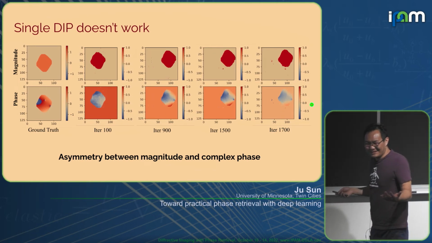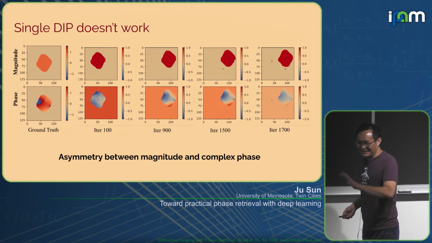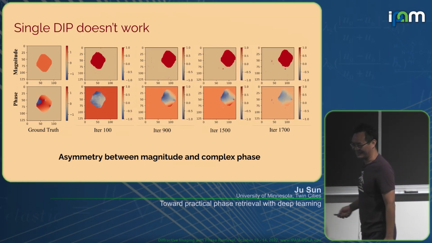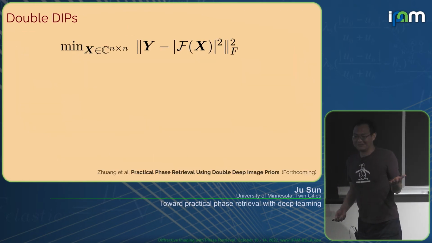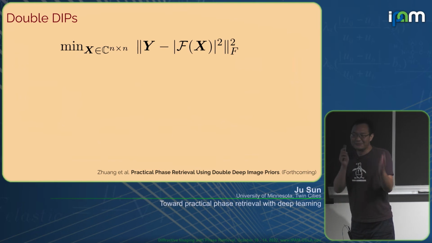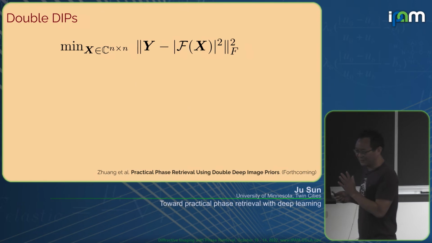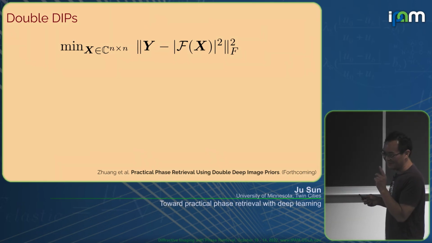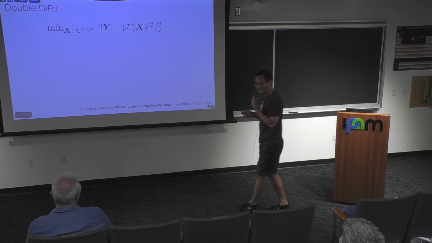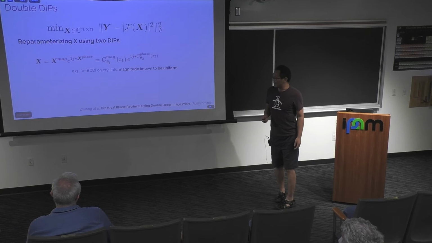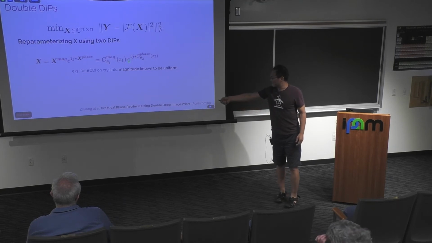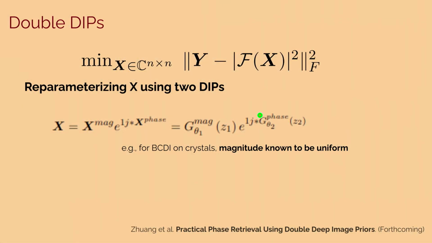This is not too bad, right? If you want to do some refinement, you can take the support and continue refining, because the support estimation is the hard part. But we don't need to do that. It turns out that if we carefully reparameterize the object, we can get it to work without other methods. We can use two DIPs. Remember, we're dealing with complex objects, so we can naturally have magnitude and phase. We parameterize the object with the magnitude part, which is one DIP, and the complex phase part, which is another DIP.